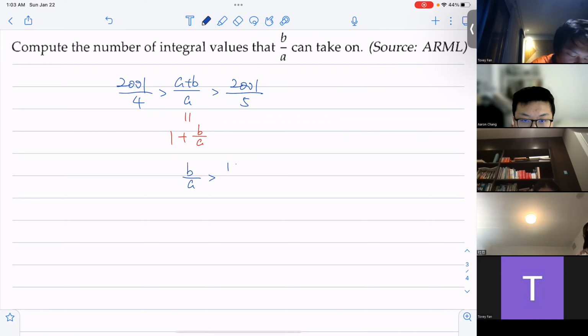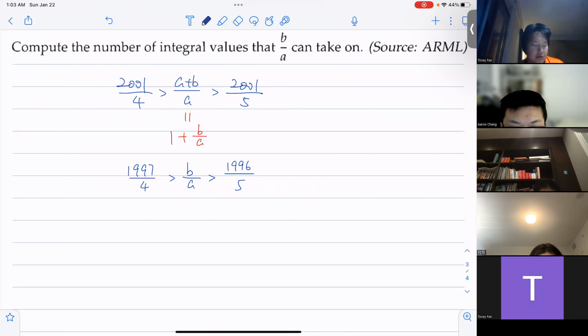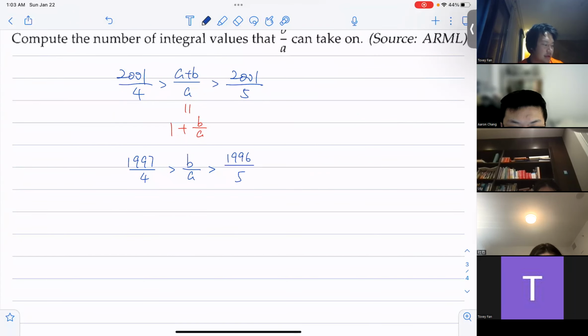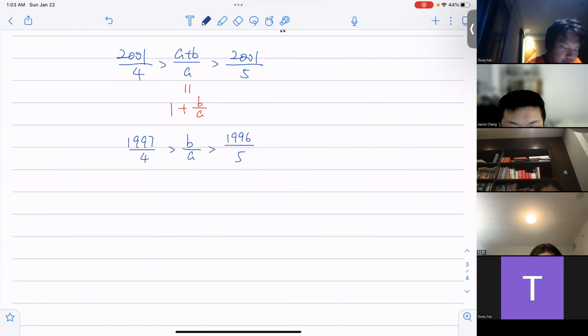Subtract 1, that's 199 minus 5, 6 over 5. And this is 1997 over 4. To find the number of integer values, you just need to find out these values, right? So the first one is 1996 plus, 2000 divided by 5, so 499 and 1 over 4. And this is 2000 divided by 5, so 400, giving 399 and 1 over 5.